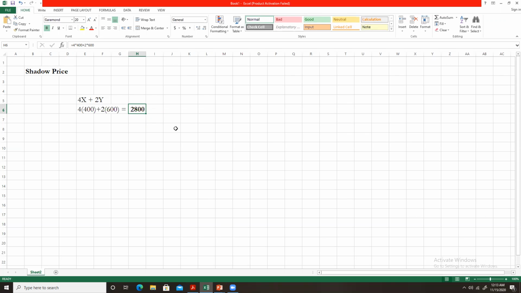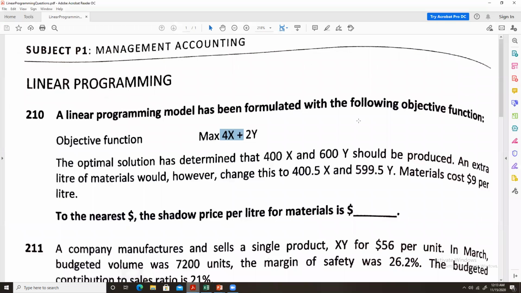So the contribution that we are getting at the current optimal point is 2800. This is the maximum contribution that we are currently getting. Now what will happen if we get one additional liter of material? The optimal point will change, and it will change to 400.5x and 599.5y.